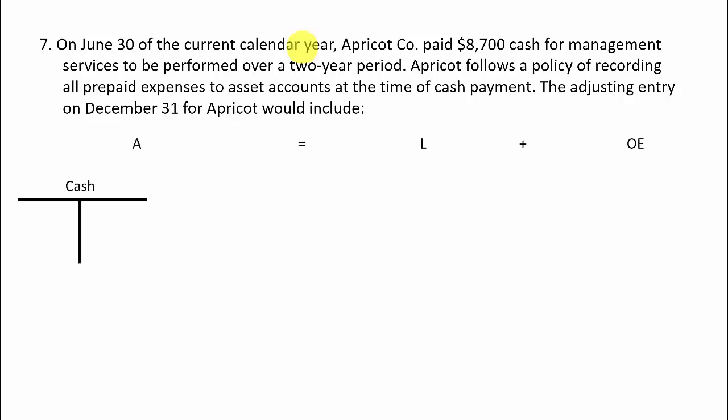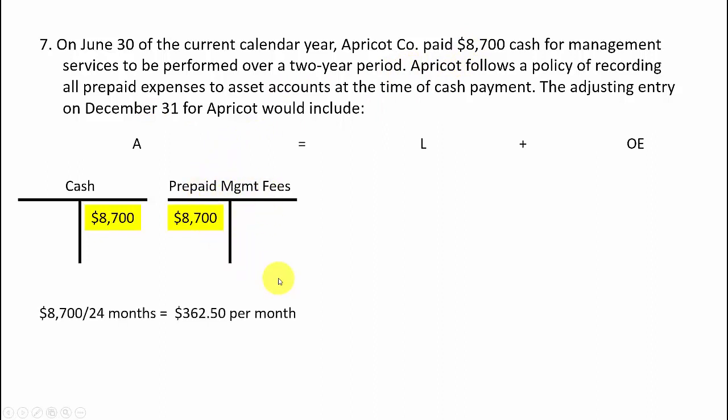Okay, here's our accounting equation. Here's the accounts that we're going to be using. And the first thing we're going to do is pay the $8,700 cash out. So cash goes down under assets, and what goes up would be a prepaid expense, which is an asset also, called prepaid management fees. And that's when we first make the payment on June the 30th. Now this is for 2 years, and we're trying to figure out the adjusting entry on December 31st. So how much time has gone by from June 30th to December 31st, and how much of this asset will be used up at that point?